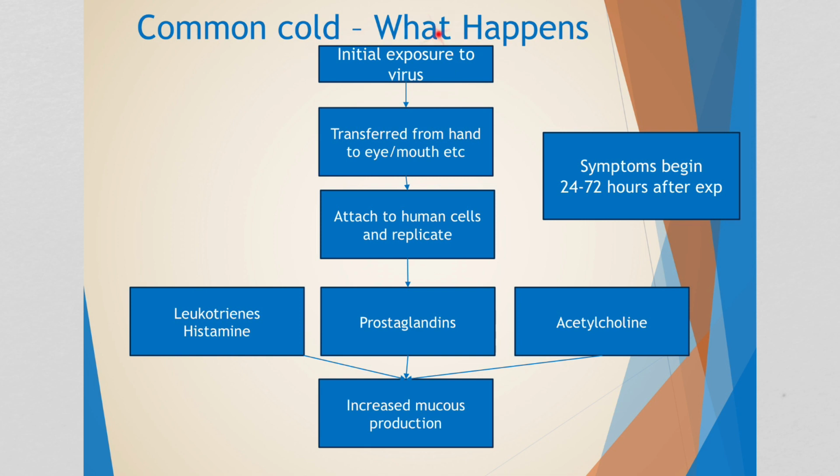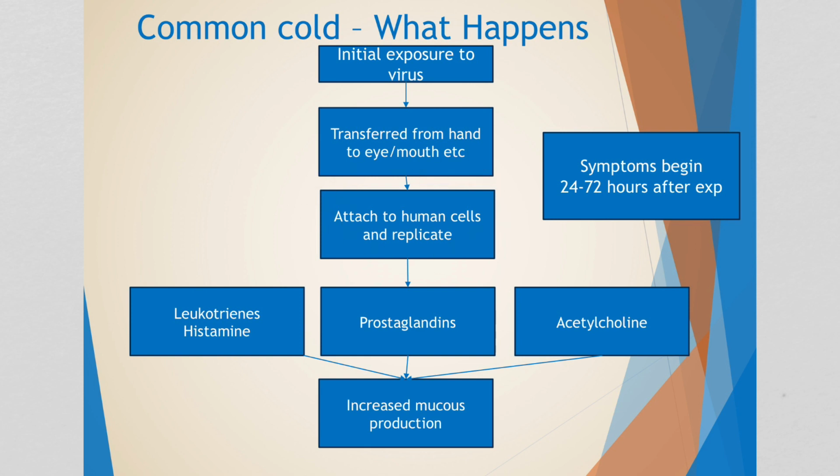So we have an initial exposure to a virus, right? And what we know about viruses is that they can lie dormant on different types of structures for a few hours, right? So a handshake, which then leads to you rubbing your eyes or putting your hand in your mouth, for example, can be responsible for the transference of the virus to the actual body itself. Once the virus is in the body, then it attaches to our cells, right? And it begins the process of replication.